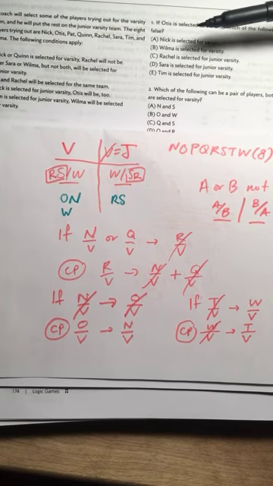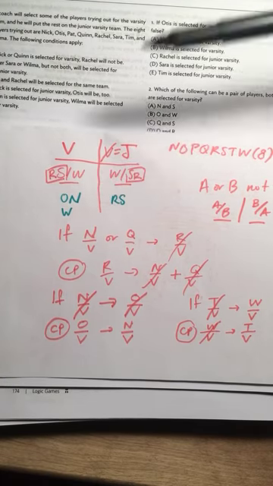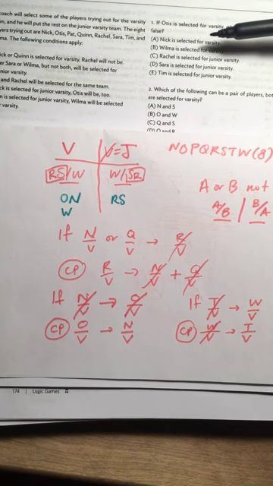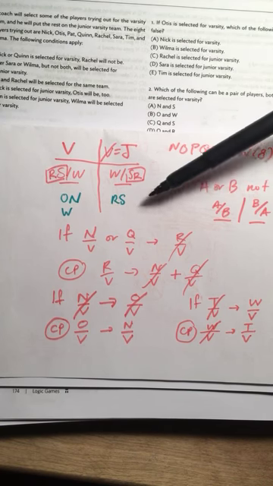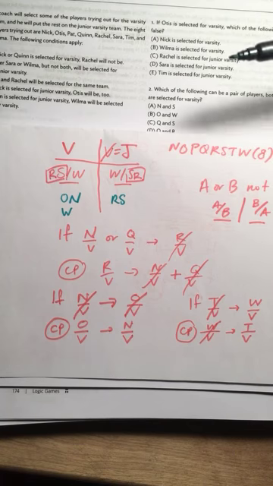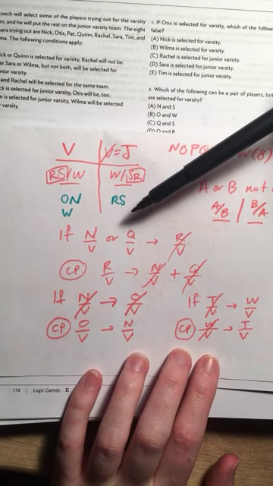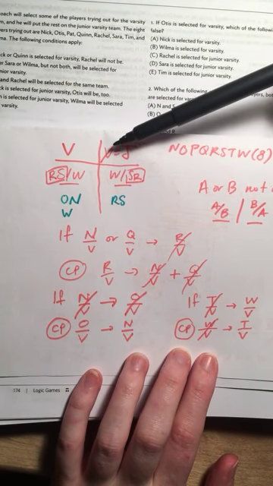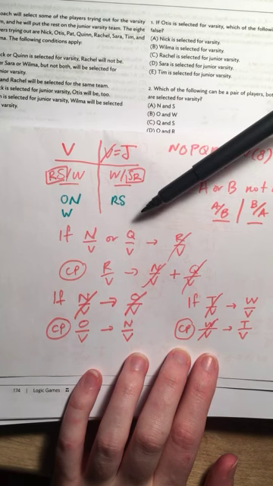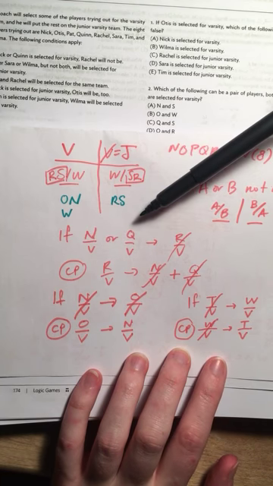So what could be false? Could it be false that N is selected for varsity? No, that has to be true. W for varsity has to be true. Rachel for junior has to be true. Sarah for junior has to be true. But Tim could be selected for junior, right? So it's possible Tim is over here and not selected for varsity. It's possible that that's true, but it's also possible that it's false.